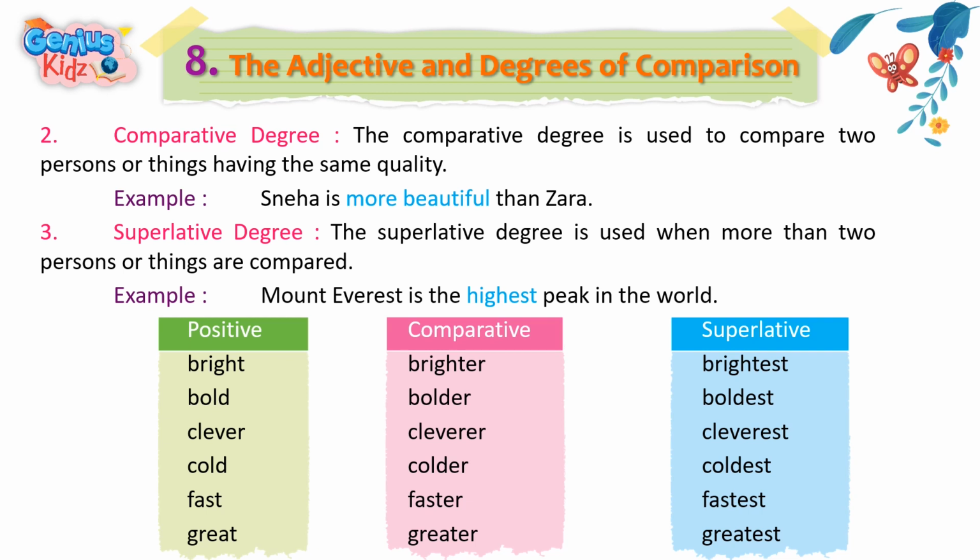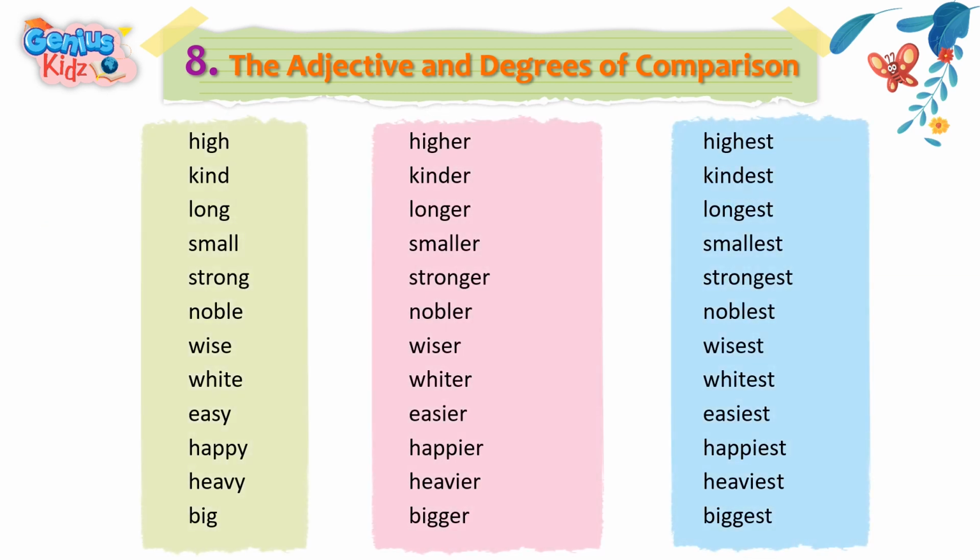Positive, comparative, superlative. Bright, brighter, brightest, bold, bolder, boldest, clever, cleverer, cleverest, cold, colder, coldest, fast, faster, fastest, great, greater, greatest, high, higher, highest, kind, kinder, kindest, long, longer, longest, small, smaller, smallest, strong, stronger, strongest, noble, nobler, noblest, wise, wiser, wisest, white, whiter, whitest, easy, easier, easiest, happy, happier, happiest, heavy, heavier, heaviest, big, bigger, biggest.